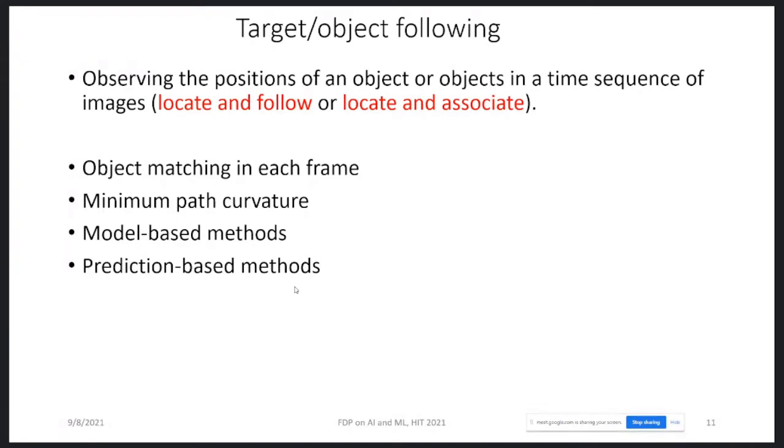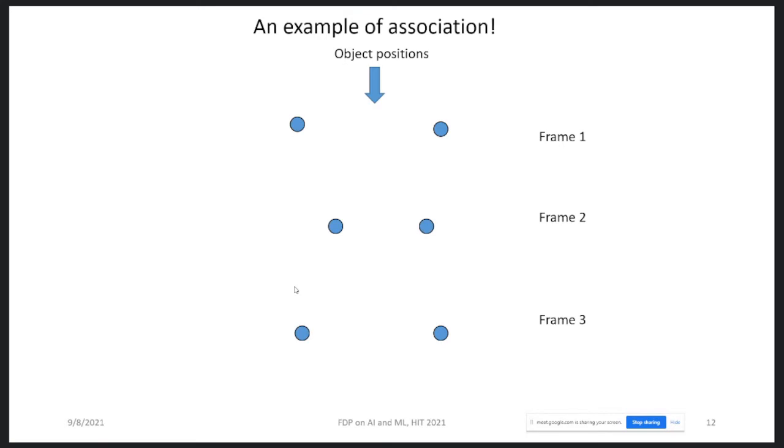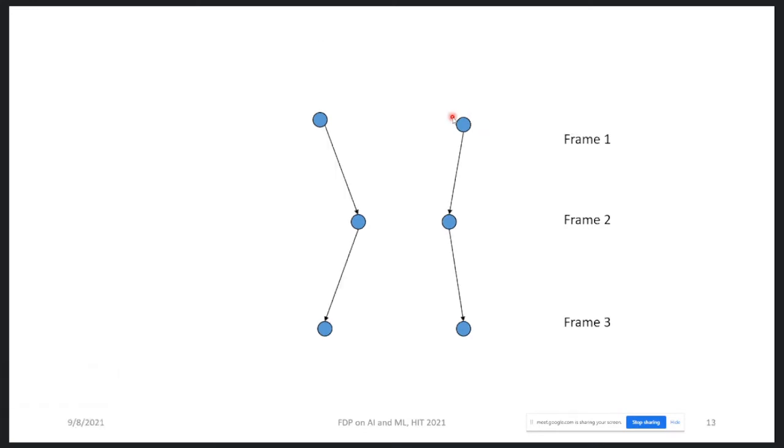So how do we do it? We match the objects in each frame. We find minimum path curvature. We do model-based paths. We do prediction-based methods also. Let's take this example. At frame i or frame 1, the positions of the objects are like the top two circles. This one and this one. Okay. Now, in the next frame, the connections can be like this. The paths can be like this.